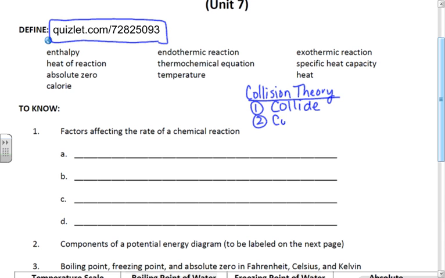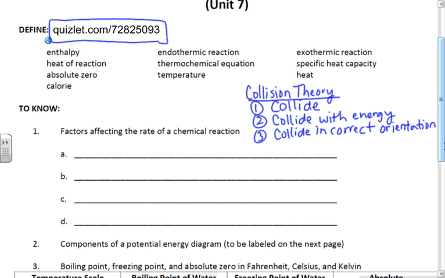They have to collide with enough energy that you can break and form new bonds. So they have to collide with energy. And then the last thing is that they have to collide in the correct orientation. And what that means is that they're going to come into contact in a certain alignment, and otherwise they're just going to bounce off one another and there won't be a reaction take place. So those are the 3 tenets of collision theory, the 3 things that have to be true in order for a chemical reaction to take place.